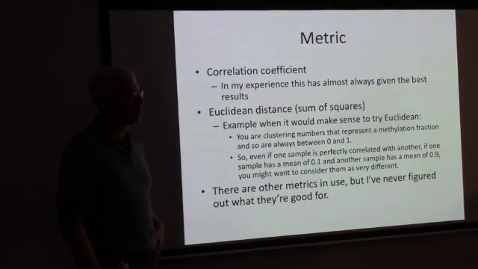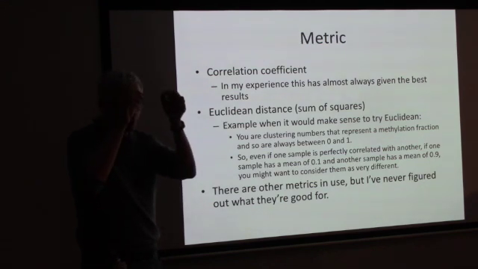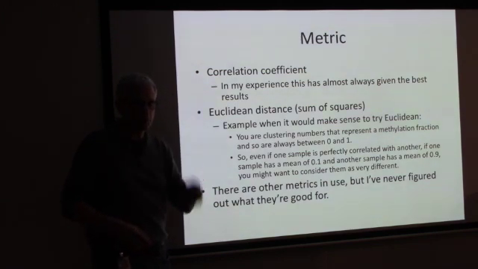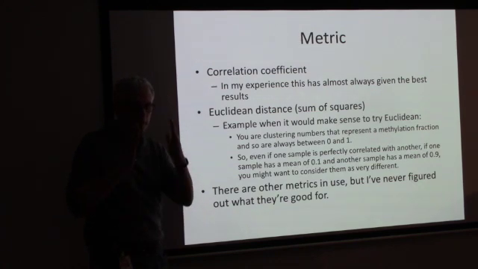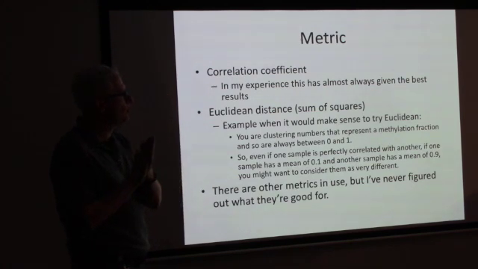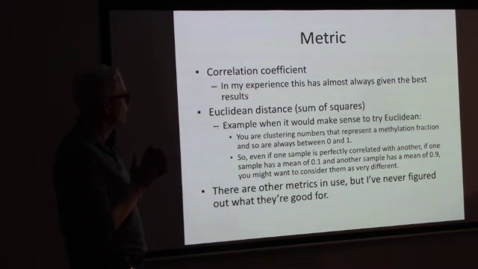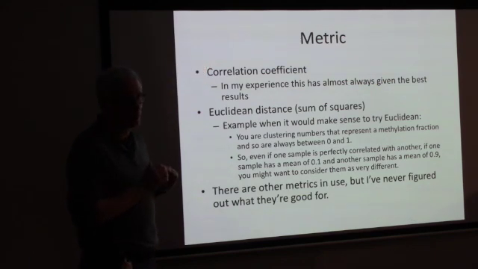Okay, metric. So let's say we're trying to figure out how similar one column is to another column. Well, you have a vector of numbers, the expression for the various genes from column A and from column B, and one thing you can do is just take the correlation coefficient of those two vectors. And in my experience, this almost always gives the best answer.